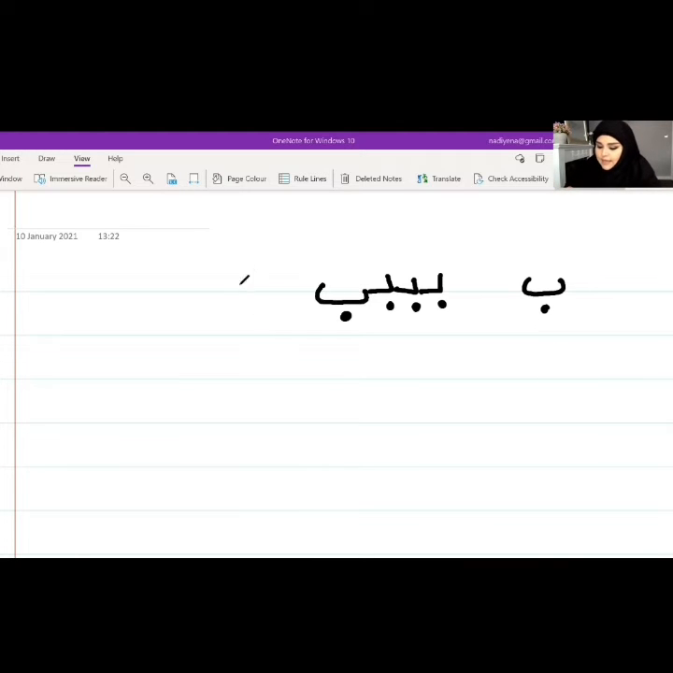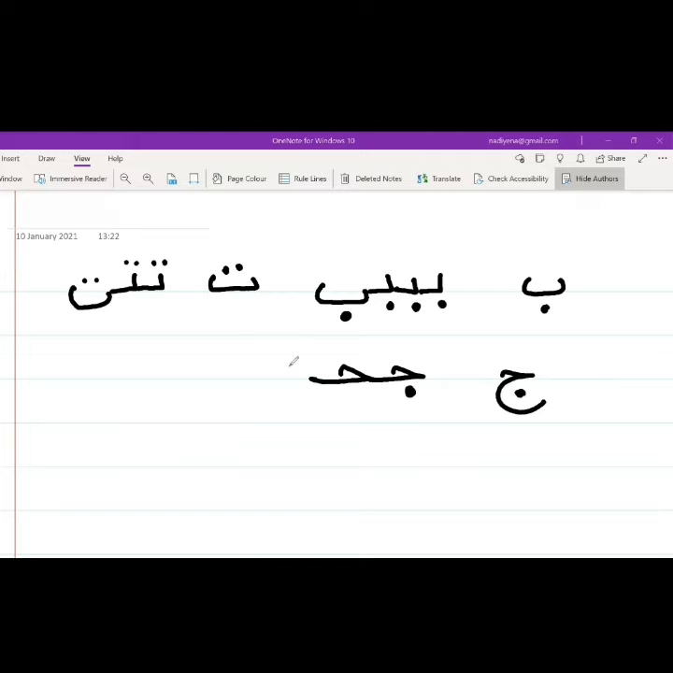Then we did ta in full, same shape but 2 dots on top, and you have ta, 2 dots, again ta in the middle, 2 dots, ta at the end, 2 dots. So all those letters, ba, ta, tha, are the same. Then we did jim, ha, kha. They have this shape, and we just remove the belly. Jim has a dot here, ha has no dots, kha has a dot on top. And then the end letter will have full form. If you know one, you know the similar one.